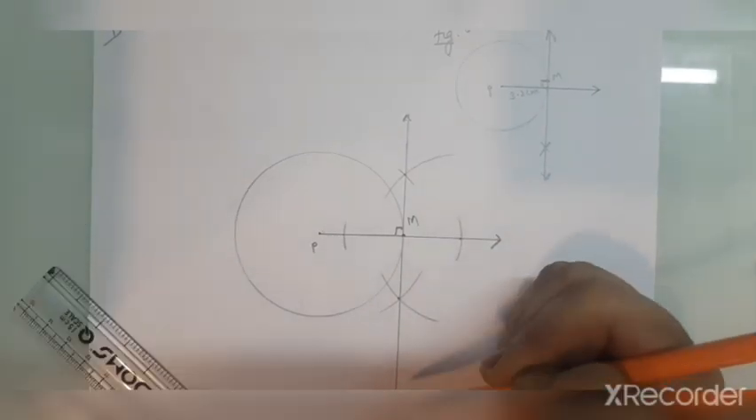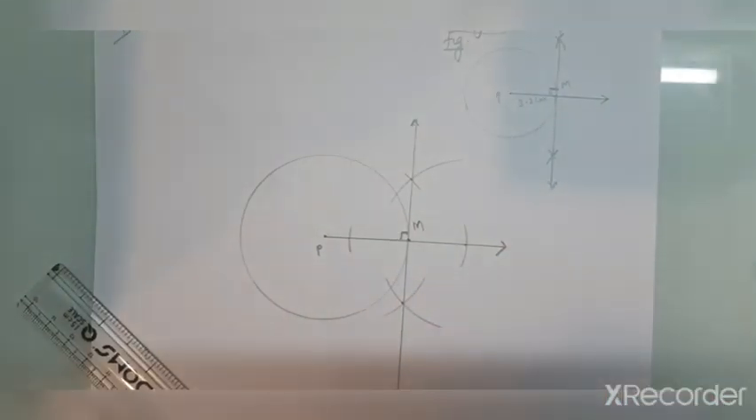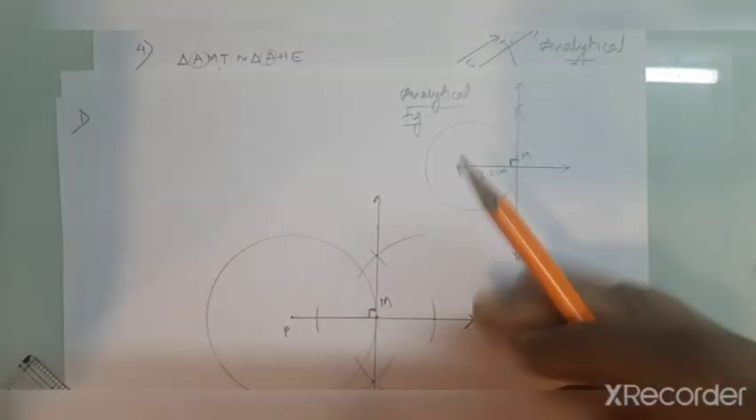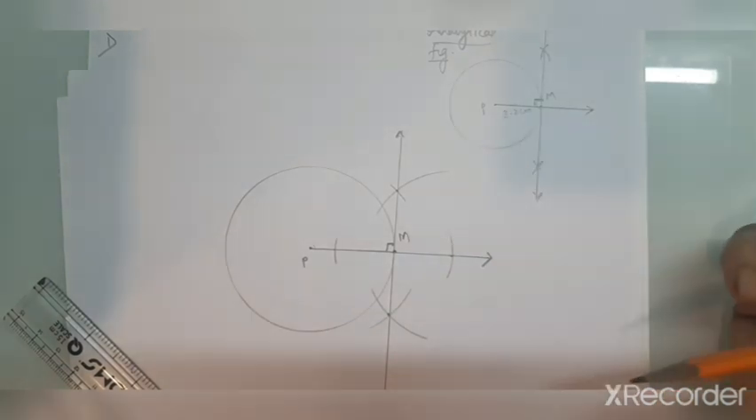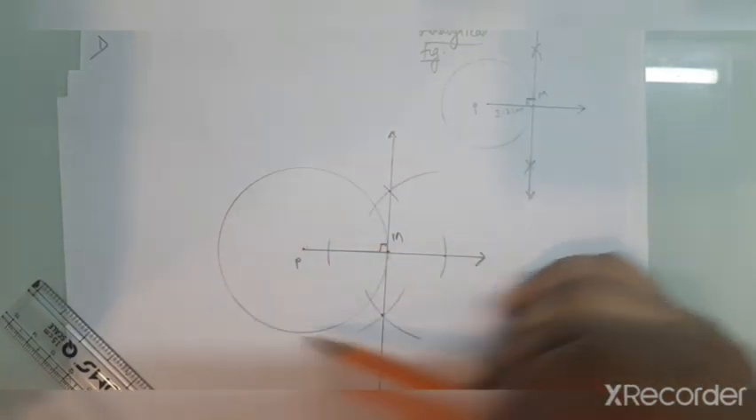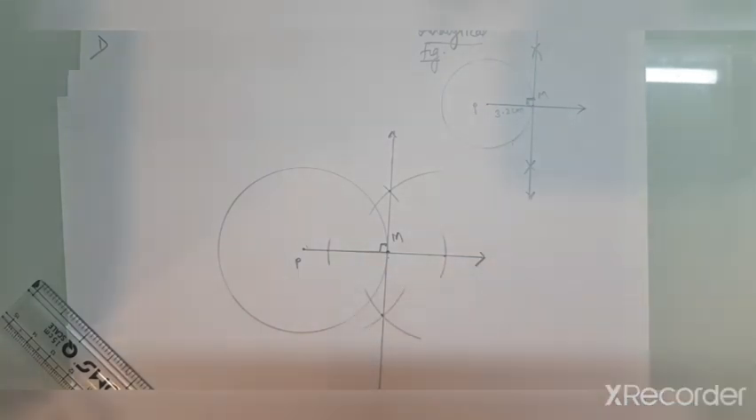it becomes a tangent. This is the property we have already studied in chapter 3, Circle. So you can see the analytical figure and the figure here. So this is ready: a tangent passing through point M to a circle with center P.